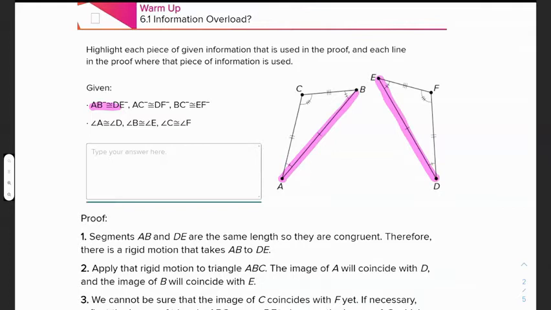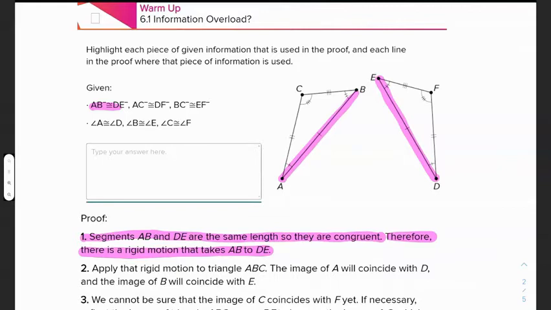All right. And they tell us right here in step 1, AB and DE are the same length, so they are congruent. Therefore, there is a rigid motion that takes AB onto DE, right? Maybe a rotation, maybe a translation, all right? Something goes on right there, so that works. Okay, let's look at number 2.